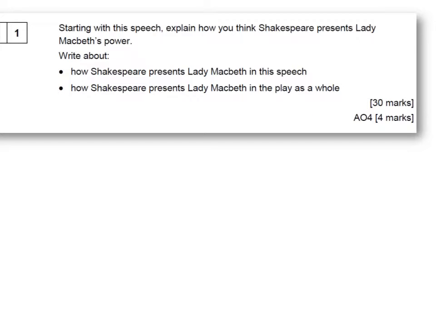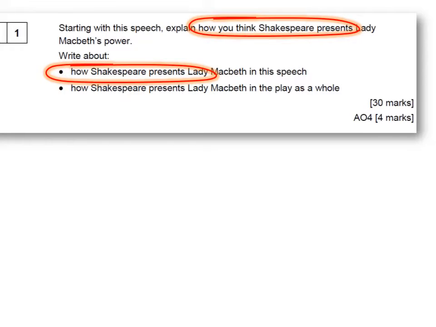So let's go back to the question, and what the question is really focusing on. Starting with this speech, explain how you think Shakespeare presents Lady Macbeth's power. So Lady Macbeth is the topic of the speech, but the question will always say, how do you think Shakespeare does it? How does Shakespeare present? You've got to show that you understand this as a play.